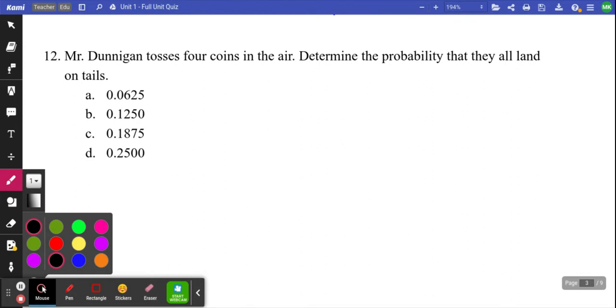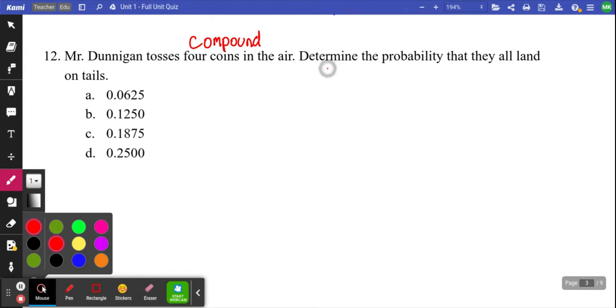Awesome. Number 12. Mr. Dunnigan tosses 4 coins in the air. Determine the probability that they all land on tails. All right. These are called compound events. Compound events are when the same thing happens multiple times, over and over and over again. The way that we tackle compound events is with trees or with charts. All right, so we're going to do a tree.